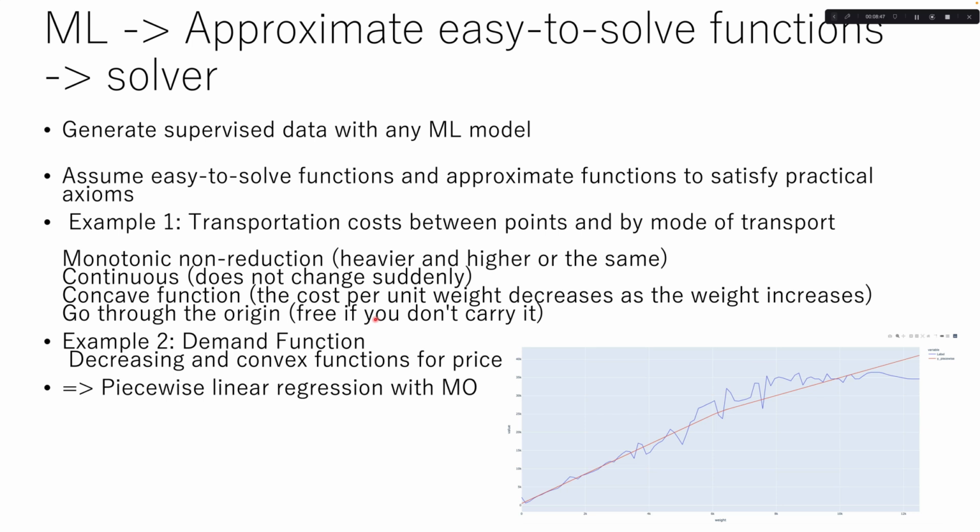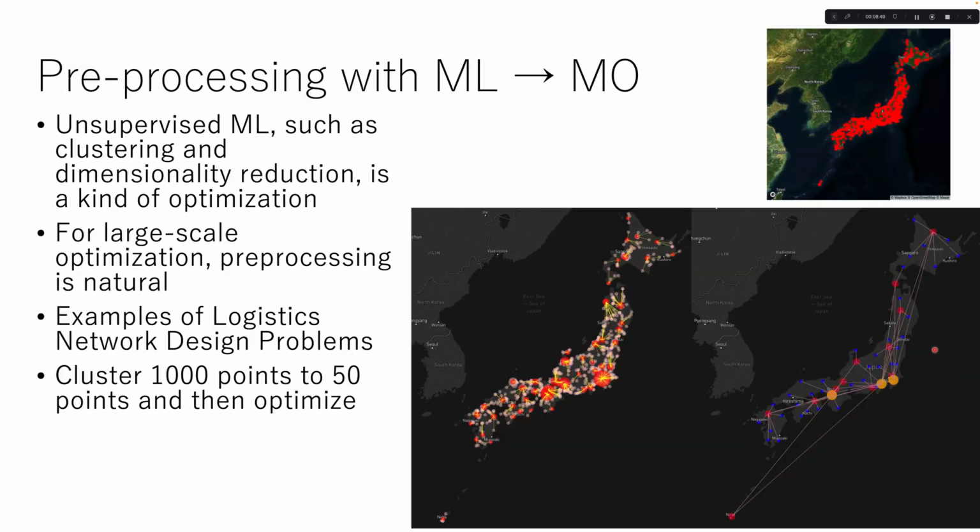Using ML for preprocessing before applying MO is also a natural fusion method. This example is called the logistics network design problem. The goal is to optimize transportation routes and warehouse locations from 3 factories to candidate warehouse locations and customers. As shown in the upper diagram, let's assume there are 1,000 customers. Including all 1,000 customers directly into the mathematical optimization model is not a very sensible approach.